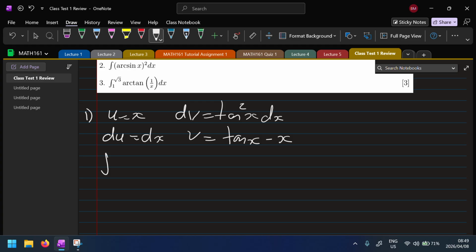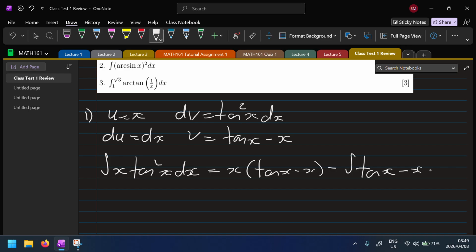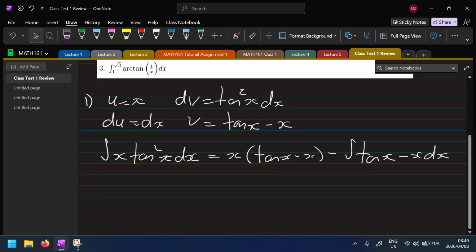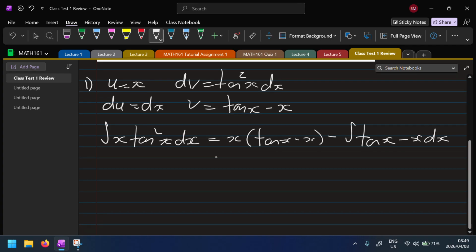So substituting, so integral u dv equals uv minus integral v du. So you got all of that with the substituting. That will be 1 mark. Another mark for that integral, and then your mark for your final answer altogether. So this is going to be x tan x minus x minus integral of tan.